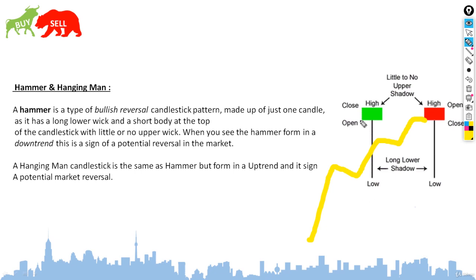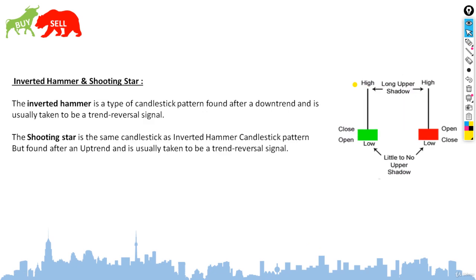The hammer and the hanging man are the same candles, but we name them depending on the trend. If the trend is an uptrend and we find this candlestick at the top, we name that a hanging man. If it's a downtrend, we name that a hammer. It's a sign of a potential market reversal. Okay. In the third point, we are going to see inverted hammer and shooting star.